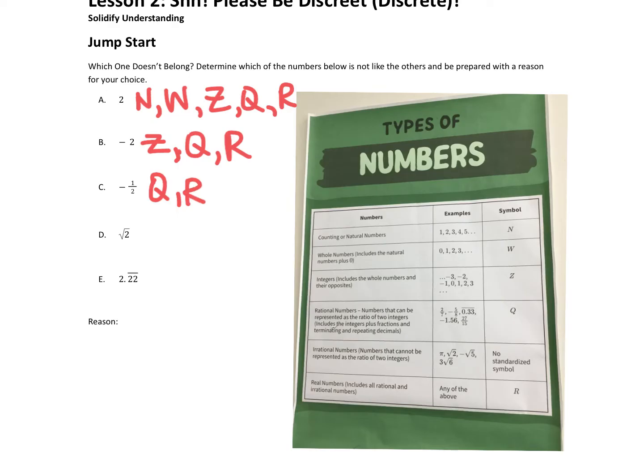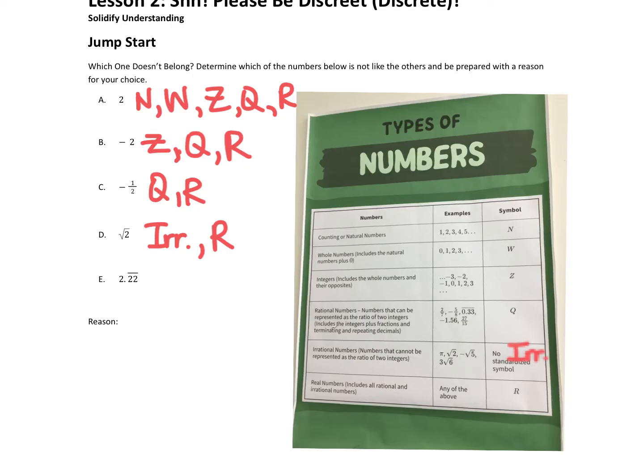Square root of 2 is right here, right? This is definitely an irrational number. Since it has no standardized symbol, for irrational I'm just going to abbreviate it IRR. So this is definitely in irrationals. And remember, real numbers include all rational and irrational, so this is definitely a part of real numbers.